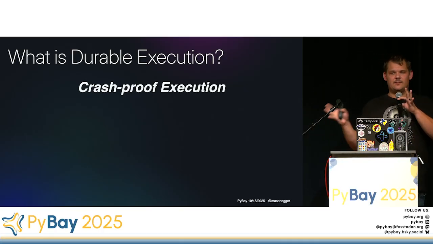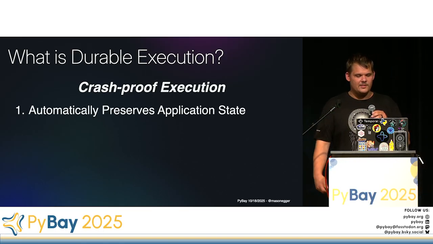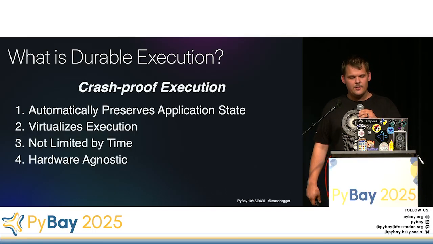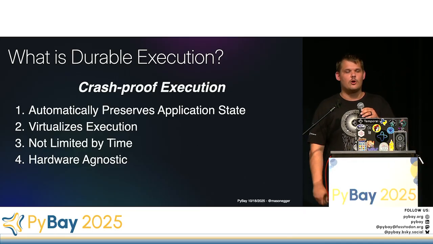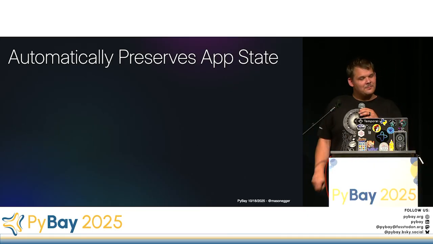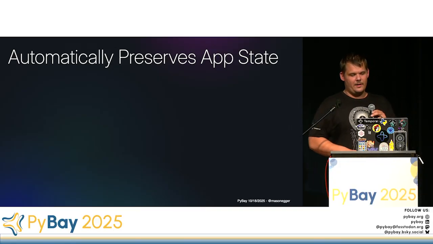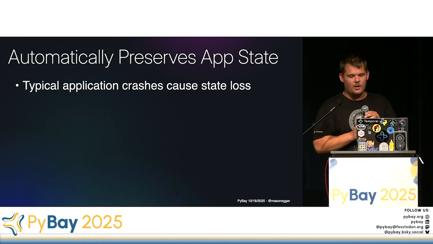What are some of the characteristics of this? What am I going to talk about? Well, durable execution automatically preserves your application state. It virtualizes your execution. It's not limited by time, and it's hardware agnostic. These are what we posit are the 4 primary things of what durable execution is. I'll pause for the people taking pictures. Yay! That's a good slide. So, how does it automatically preserve state? Well, in a typical application, when your application crashes, you lose state.